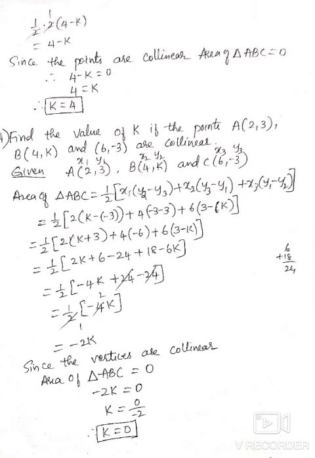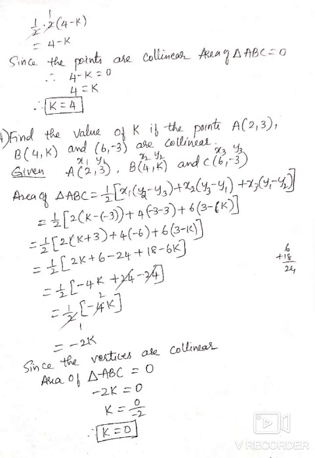Next problem. Find the value of k if the points A of 2, 3, B of 4, k and C of 6, minus 3 are collinear. Here they are given points B of 4, k and C of 6, minus 3. Okay, I have to write C there. C of 6, minus 3. Suppose they don't give names, you can name the coordinates A, B, C. So here, given A of 2, 3, B of 4, k and C of 6, minus 3.